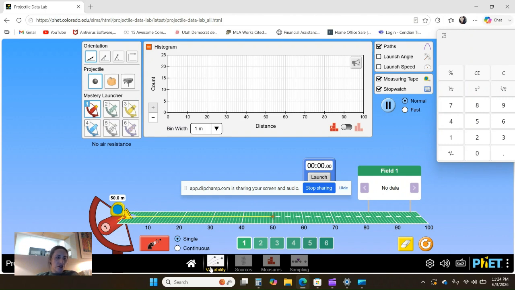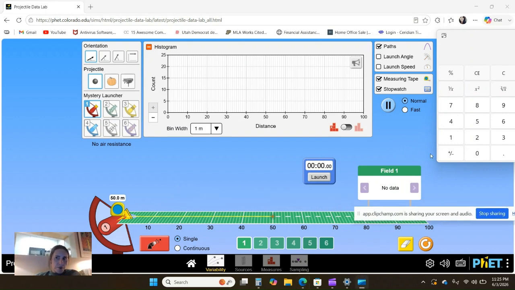The equation to measure the velocity is the displacement divided by the time. Displacement is distance, so we are going to need the measuring tape feature and the stopwatch feature, which we'll need for time, measured in seconds. I pulled up my calculator too, so I can calculate the velocity. I'm going to launch the first projectile. So I'm going to press launch.